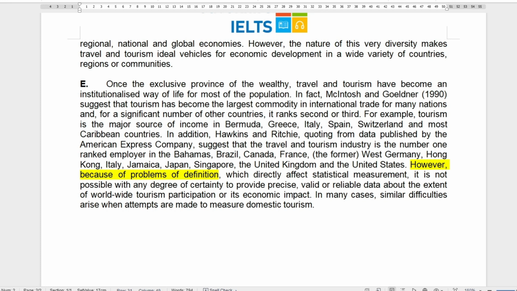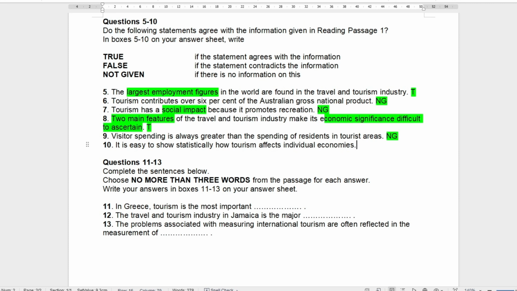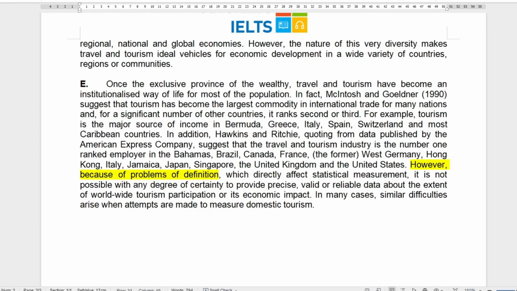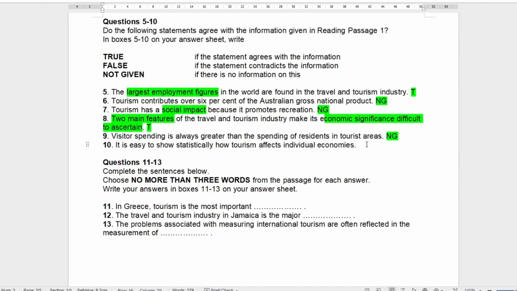This means that it is not easy to show statistically how tourism affects individual economies because of the problems of definition. To show statistically means to provide precise, valid or reliable data. So that's going to be the answer for us. However, the option is the opposite, so it's going to be false.